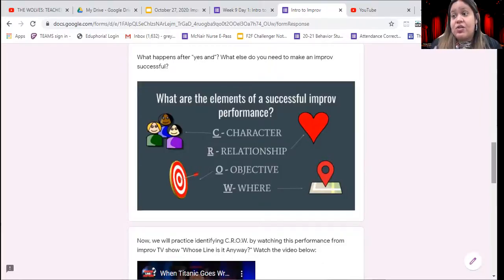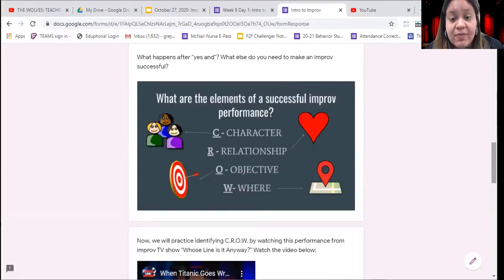In your scene, are you pretending that person is your friend? Are you imagining that that person is your relative, sibling, boyfriend, girlfriend? How do you know the other characters in your scene? Objective is goal. What are you and your scene partner, or whoever's in the improv with you, all trying to accomplish? What is y'all's goal to accomplish by the time the scene is done?